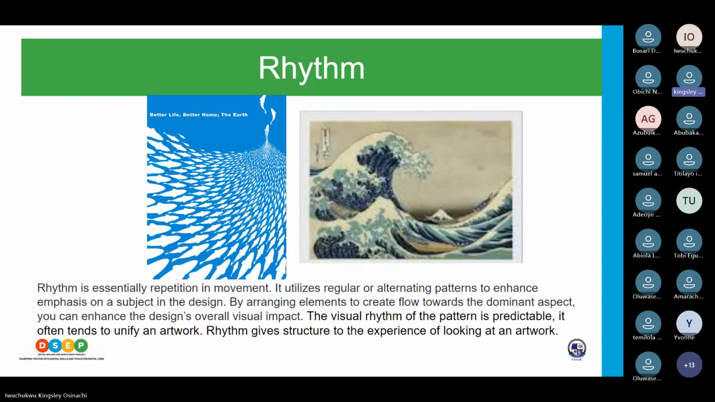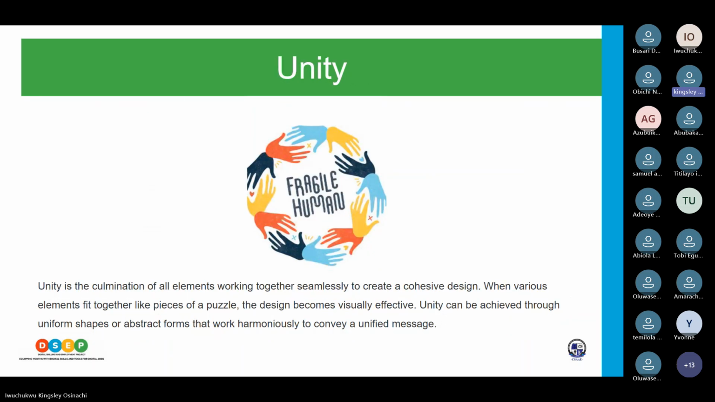So next we have is reading. Reading is essentially repetition in movement, right? It utilizes regular or alternating patterns to enhance emphasis on a subject in the design. By arranging elements to create flow towards the dominant aspect, you can enhance the design's overall visual impact. The visual reading of the pattern is predictable. It often tends to unify. Reading gives structure to the experience of looking at an artwork. So an artwork can always be designed. Next one we have is unity.